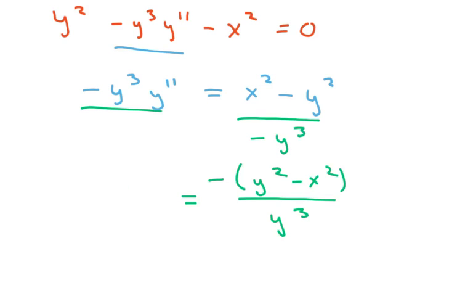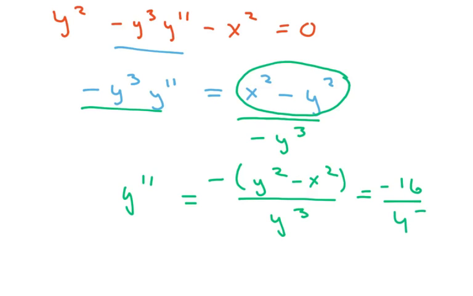The reason I want to do that, so this is your second derivative, is I know that x squared minus y squared, this part right here, is 16. So what you're going to end up getting is negative 16 over y cubed. Because if you recall, our first equation was x squared minus y squared equals 16. So I'm just plugging that in right here.